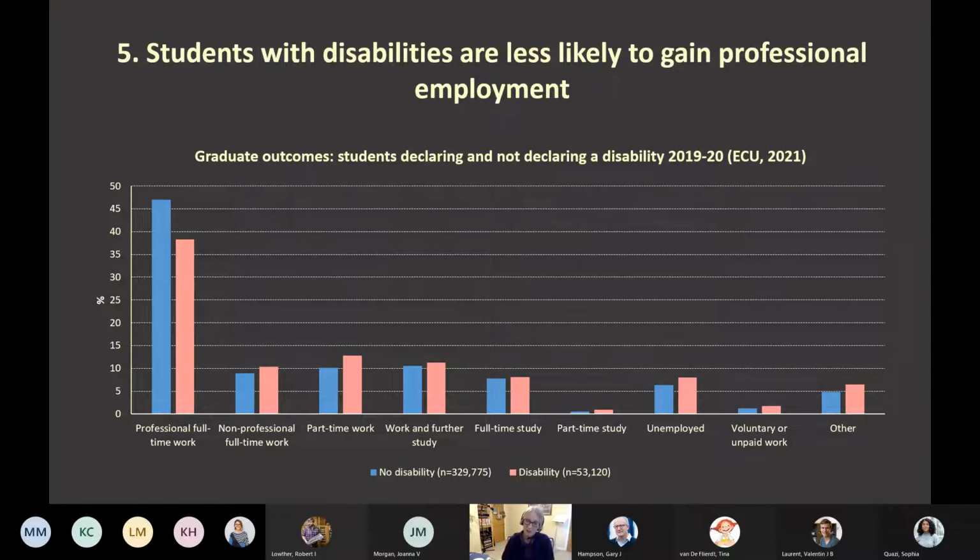Within the physical sciences, the majority of these disabilities that are being disclosed are unseen. Students are less likely to complete their studies. If they do complete, they're less likely to gain a good degree, and then when they graduate, they're less likely to move into full-time professional employment.